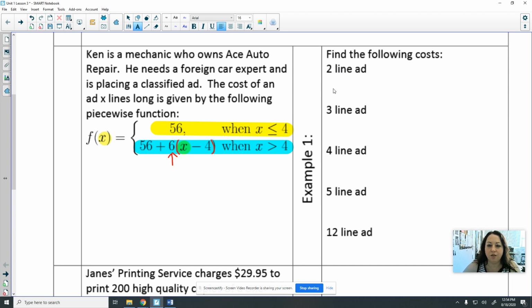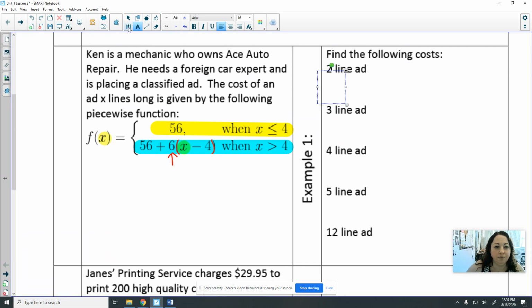Okay, so we're going to take a look at the costs for each of these ads with their different lengths. What we remember from that first video is that anytime the number of lines is less than or equal to 4, our flat rate is just going to be $56. So when it says, what is the cost of a 2-line ad, I'm going to plug in 2 for my X value here.